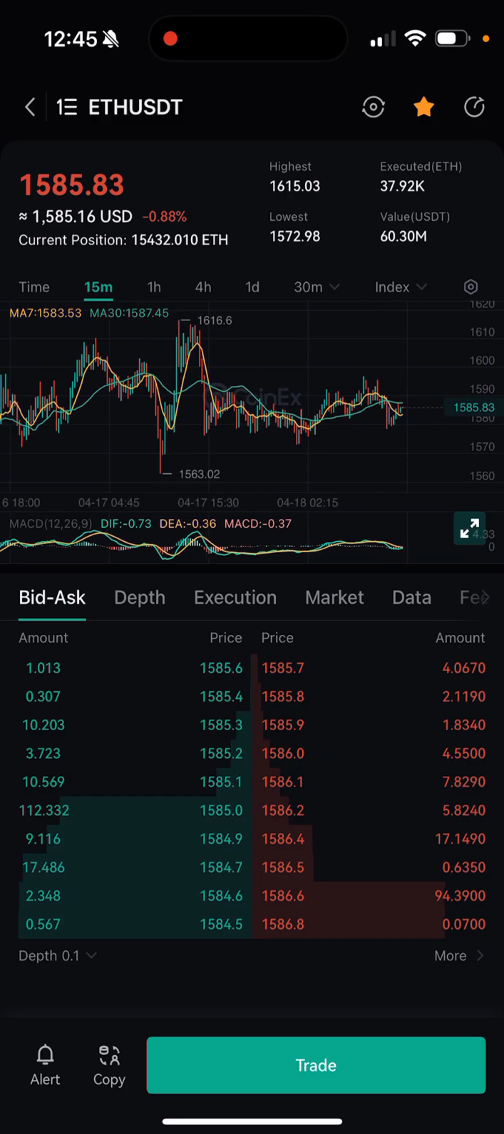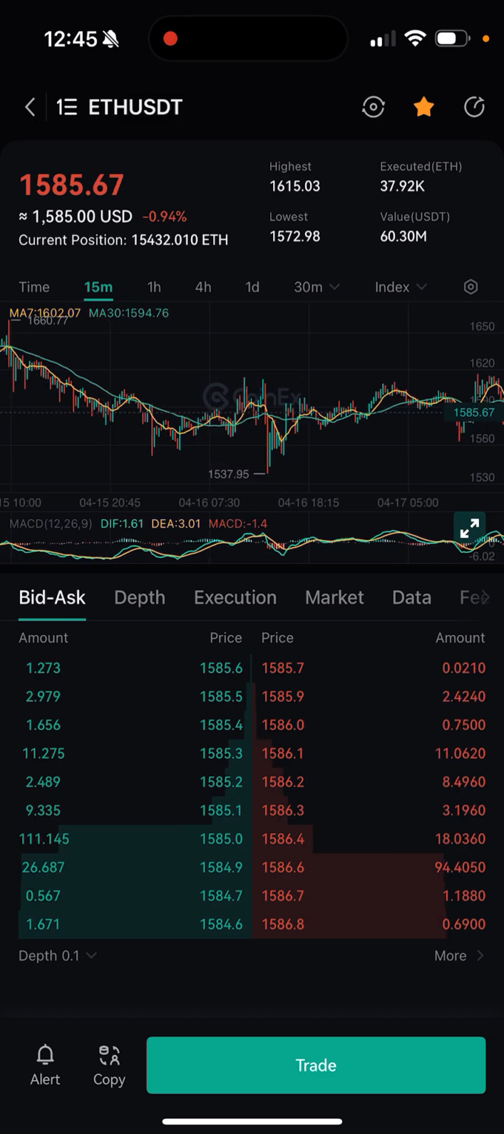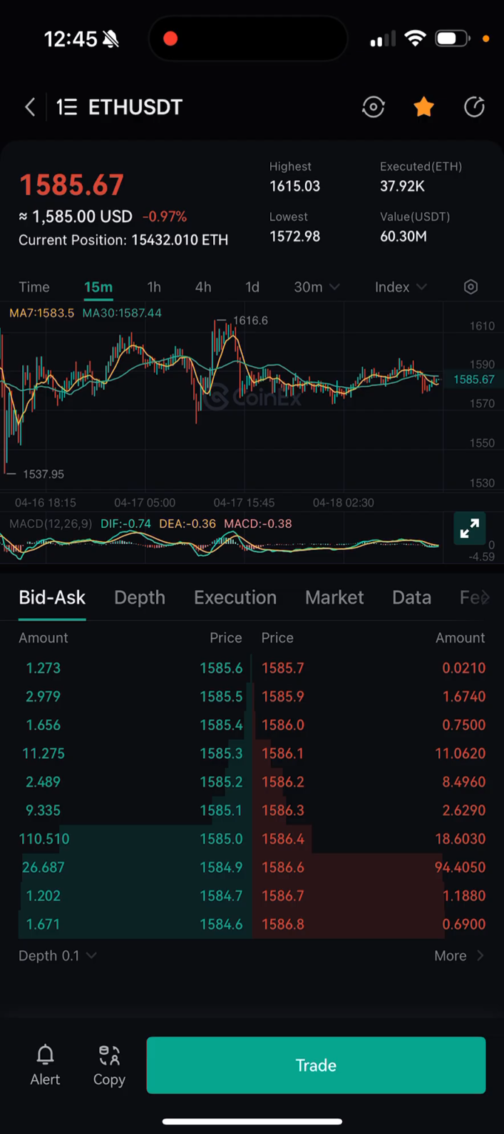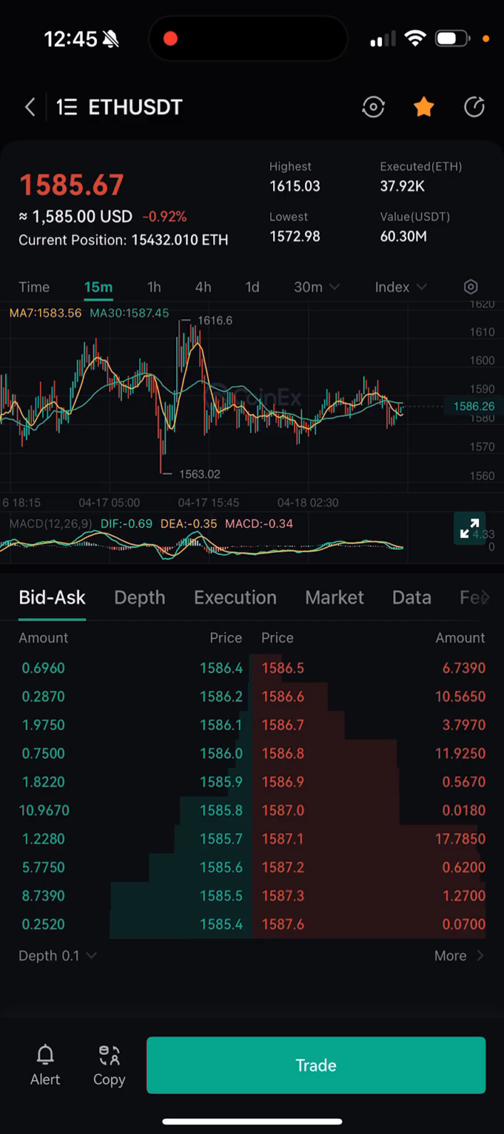So as you see, the market now is consolidating. When the market becomes like this, we call that the consolidation market. That means the market is in indecision. So the number of sellers and buyers are almost equal, and because of that, the market is indecisive. That means the market doesn't know which direction it's going to move. But it's not going to stay that way for a long time.